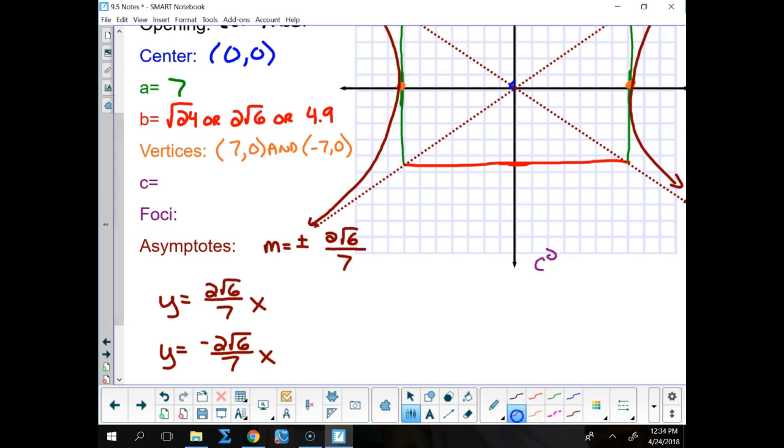C squared is going to be 49 plus 24, A squared plus B squared. 73. I got an answer.